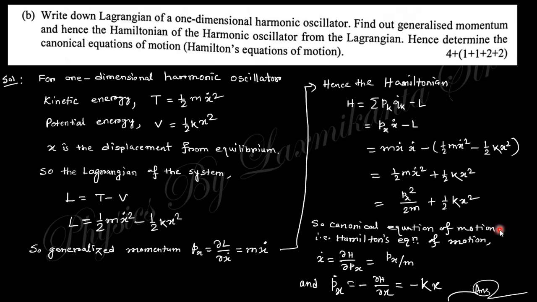So the canonical equations of motion of the Hamiltonian can be found. X dot is nothing but del H by del px. So if you take the partial derivative with respect to px, we get px by m, and px dot equals minus del H by del x, that is, minus k x. So these are the Hamilton equations of motion.